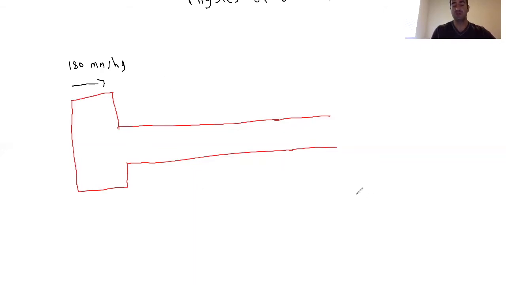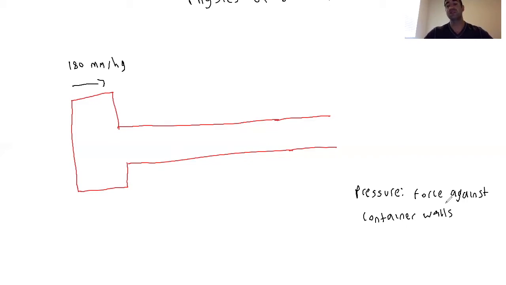So let's talk about pressure first. And pressure is defined as force against container walls. Probably the best example of this is going to be a balloon. You blow up a balloon, you are pressurizing the walls by adding air. So what happens is that the air that you add is going to push against the walls and thus creating pressure. So pressure is simply force against container walls, and it needs to be in a closed system.